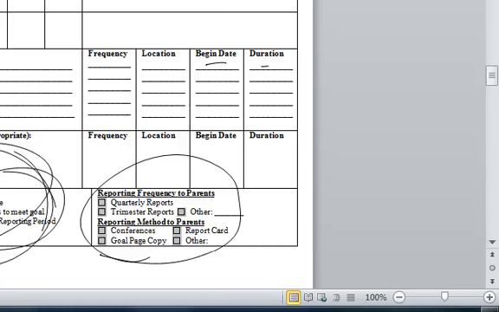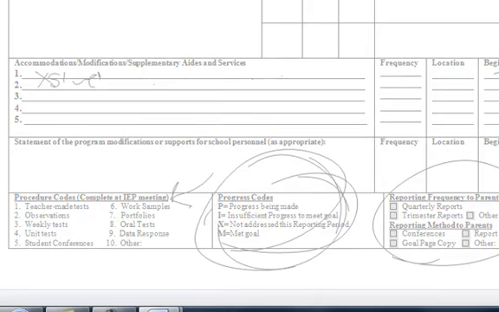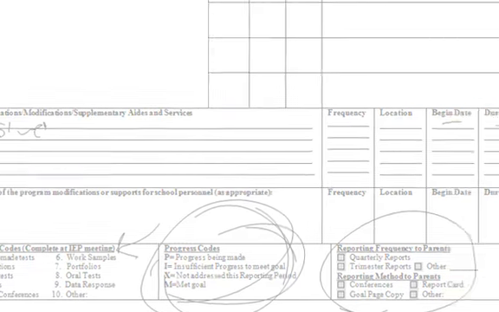Let's just pretend it was only in history class that was going to happen, and pretend we now have a writing goal up here, not a math goal up above. Then you would put student will type all written work on the computer. Frequency, essay questions, location, history class. When it would begin, when it would end.